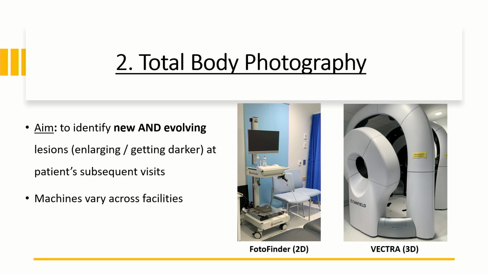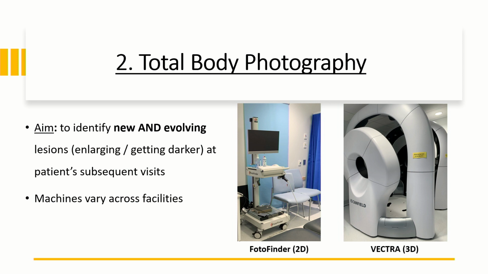The aim of doing total body photography is that you do it at baseline, and then at subsequent visits you do it again. Every time the patient comes, you want to see if there are any new or obviously evolving lesions, so lesions that are getting larger or darker at subsequent visits. As I've mentioned, the machines vary across facilities. With the Photo Finder, you normally ask the patient to do a few different poses, but the 3D Vectra machine is actually pretty good.